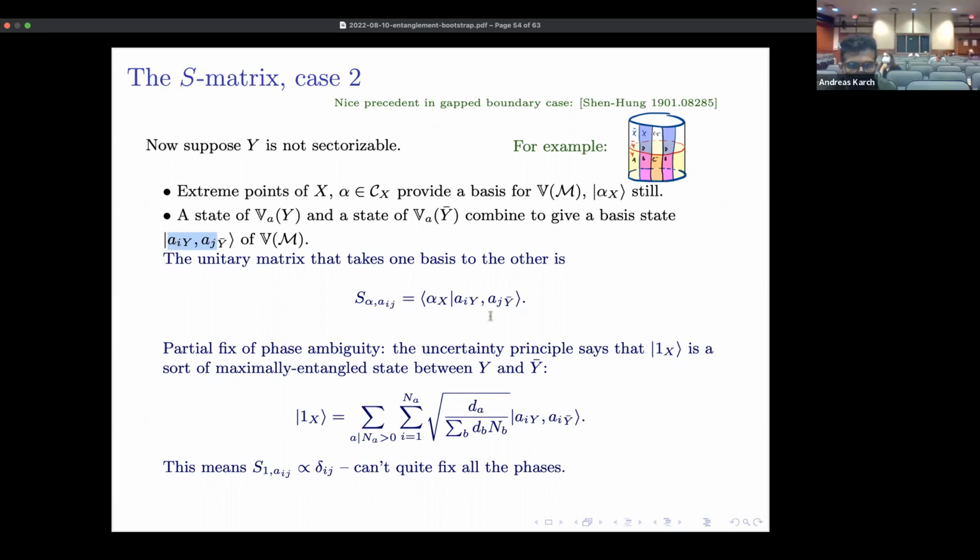An example of an S matrix with such labels, actually in this very example, was studied by Janet Hung in this really nice paper. And again, we can partially fix the phase ambiguity because the uncertainty principle says that 1 sub X is a sort of maximally entangled state between Y and Y bar. It's the maximum entangled state within the information convex set. And this means that the first row of the S matrix is proportional to delta ij on these indices. So we can't quite fix all of the phases, but we can fix most of them.